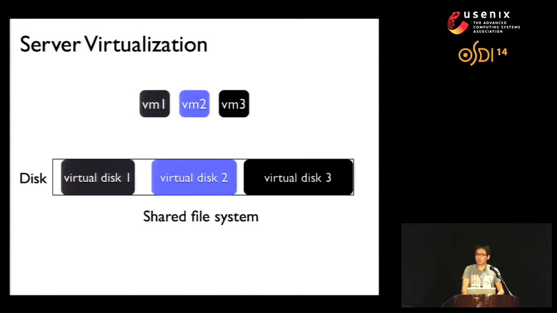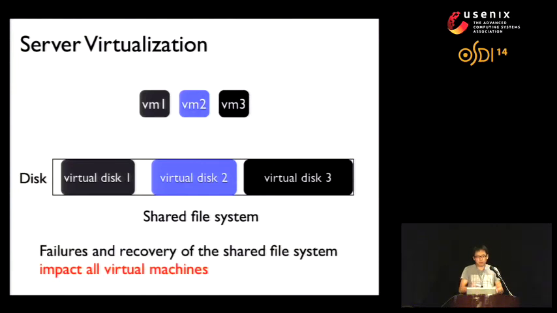From the perspective of VMs, they assume they have isolated storage, isolated file systems. However, their virtual disk files are entangled in the shared file system. So any failure or recovery in the shared file system will impact all the virtual machines. Isolation, an important property for virtualization, is not preserved.